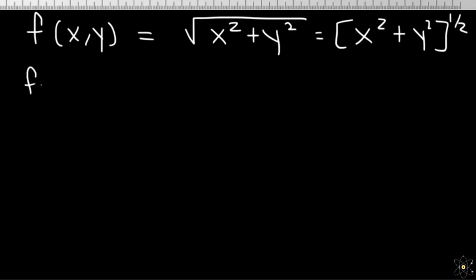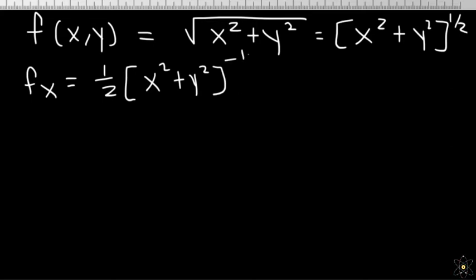So let's find the partial derivative with respect to x. So we need to bring the 1/2 to the front. And we're going to keep everything on the inside the same. So basically, we need to use the chain rule, so to speak. Now, 1/2 minus 1, that's negative 1/2. And now we need to find the derivative of the inside function with respect to x. The derivative of x squared is 2x. And for y squared, we're going to treat that as a constant, so that's 0. 1/2 times 2 is 1.